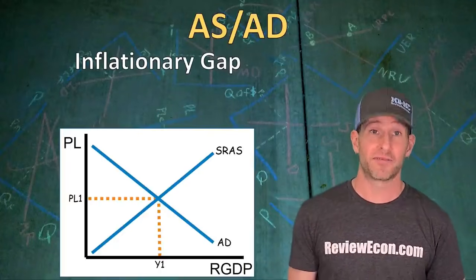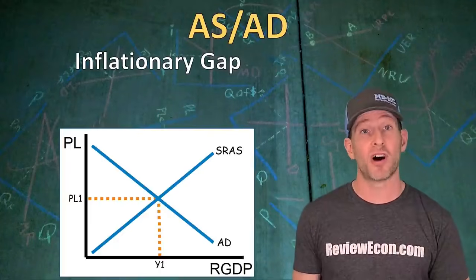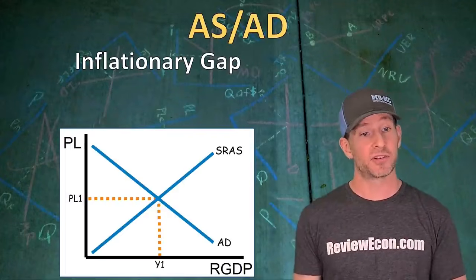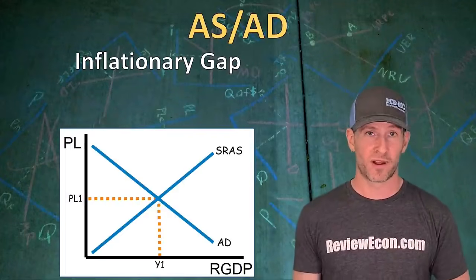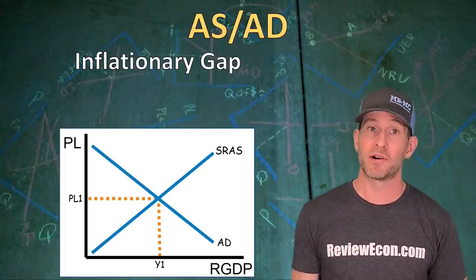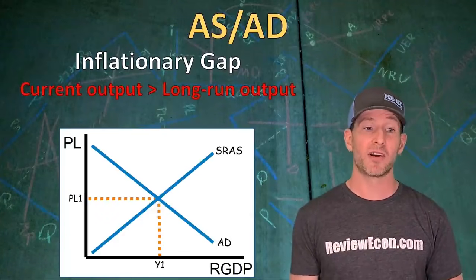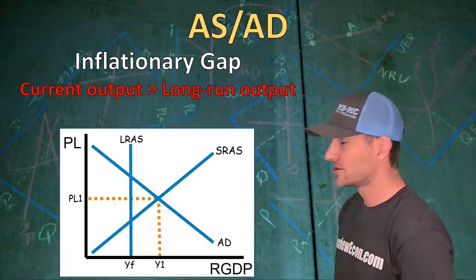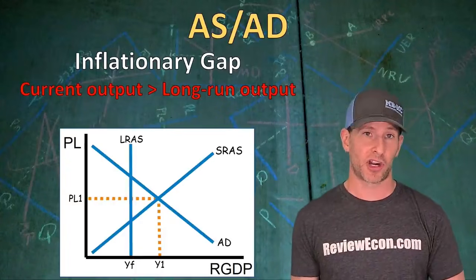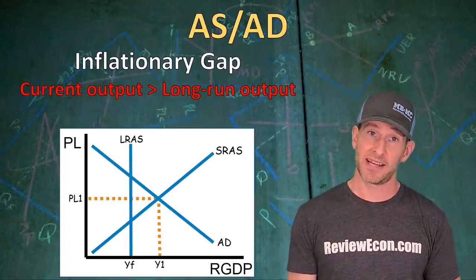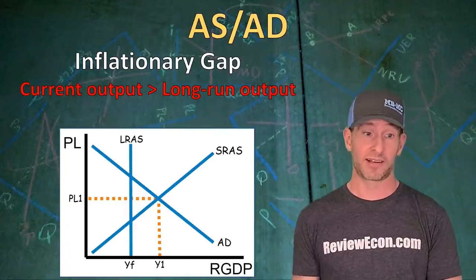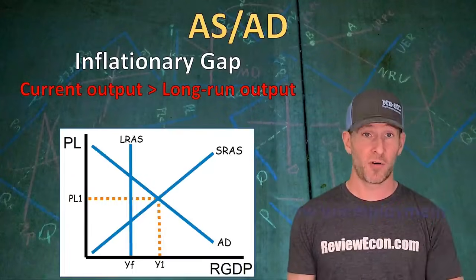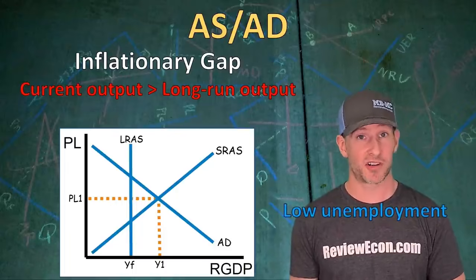In order to find an inflationary gap, we will add the long-run aggregate supply curve here. An inflationary gap means that we are currently producing more than our long-run potential output. And so when we put the long-run aggregate supply curve in here, we will put that full employment output and the vertical curve to the left there of the current output of Y1. Because here, our current output, Y1, is greater than our full employment output of YF. Here we have low unemployment, but inflationary pressure within this economy.